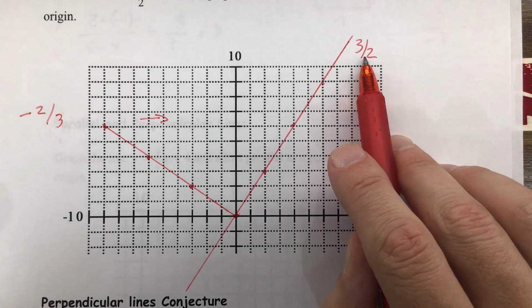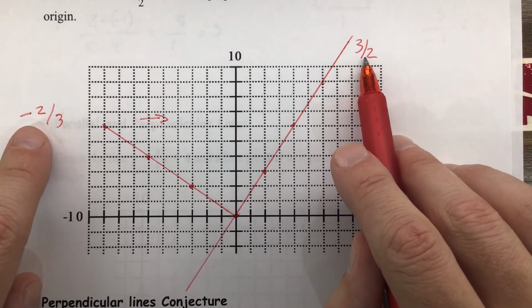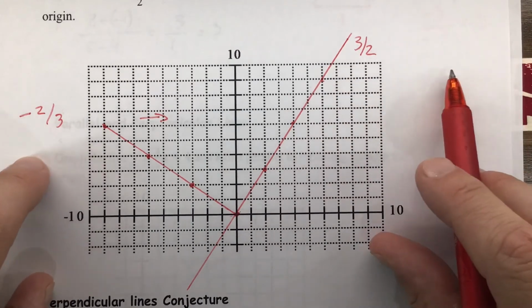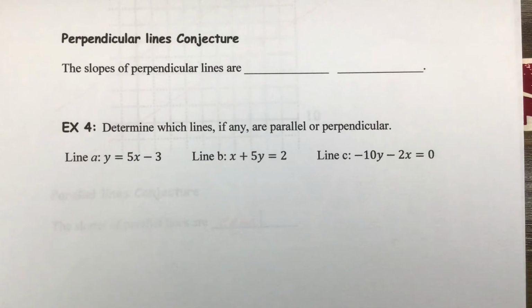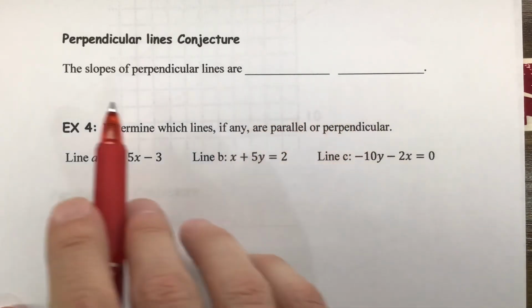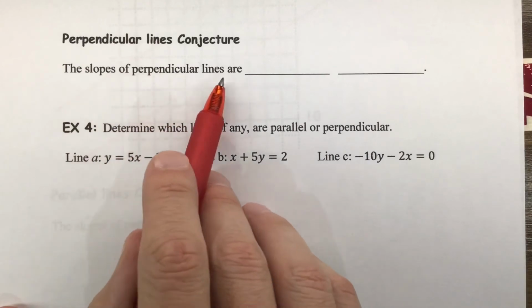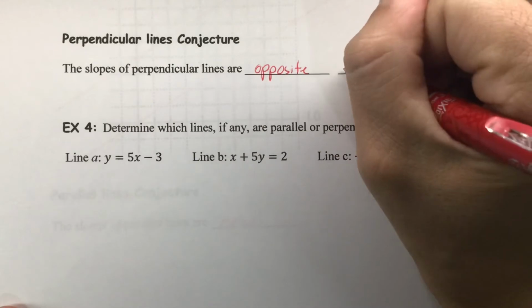This is a positive slope. This is a negative slope. That's the first difference. The other one is that the numbers are upside down. They're actually reciprocals of each other. When the fractions are flipped, we call them reciprocals. So there's two things that we figured out. We first figured out that the slopes of perpendicular lines would be opposite signs. One would be positive and one would be negative. The second thing that we figured out is that they were reciprocals of each other. So those end up being the two blanks here that we need to fill in. The slopes of perpendicular lines are opposites, reciprocals.